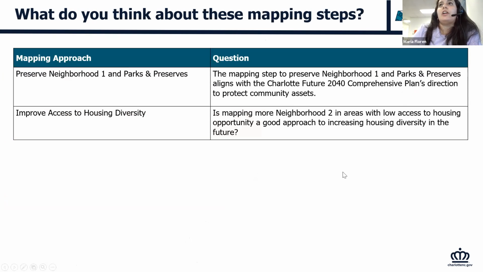So we wanted to ask you what you thought about those mapping steps that I just went through. Before we start talking about potential changes to the current approach, we'd like to ask you this question so that you can let us know what you think so far. So this question is: is mapping more neighborhood 2 in areas with low access to housing opportunity a good approach to increasing housing diversity in the future? Do you agree with the statement that more neighborhood 2 is one way to provide for more housing opportunities?